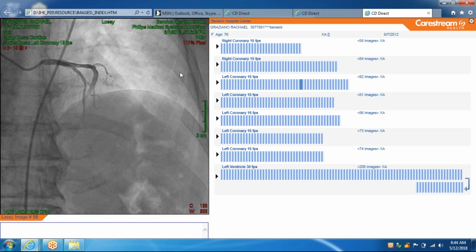All right, so it's a left Judkins catheter. For the right, I usually use the right Judkins catheter. For the left, I usually use the left Judkins catheter. So this is your left main that comes here. It splits. The LAD is going to come straight down, and the circumflex is this one.